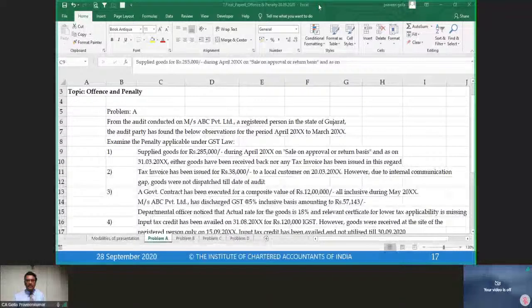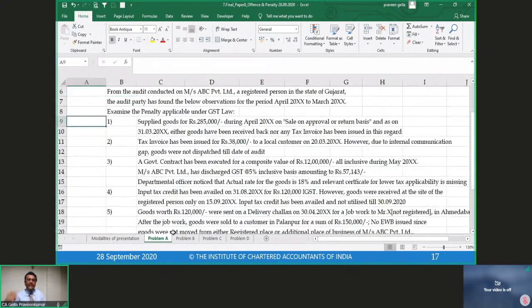Yes. Now, coming to your slide, problem number A. This problem talks about an audit conducted at M/s ABC Limited, a registered person, section 122, taxable person, registered or liable to be registered. In the state of Gujarat, the audit party has found the following observations for the period April to March. Examine the penal applicability under GST law. Now, we need to understand each and everything. Bucket 1, 2, 3, 4 and penalty. Should I apply under 122.1? Should I apply under 122.2? This is what I have set in the backdrop.